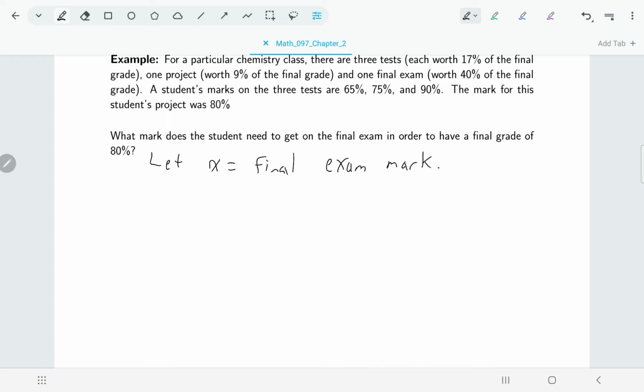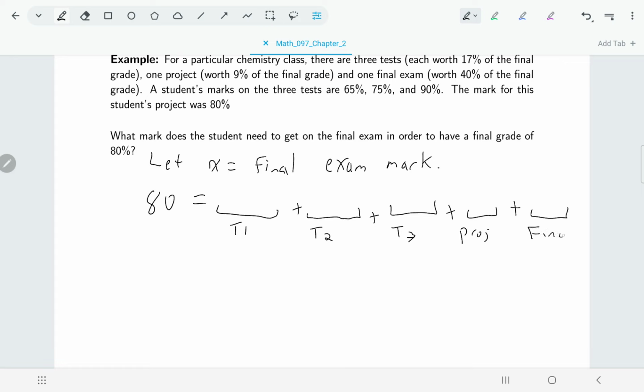So when we're looking at this final mark in the course, we want it to be 80%. And the final mark in the course is going to be made up of our test 1, our test 2, our test 3, our project, and our final exam. Those are the 5 components that make up that 80% that we're hoping to get in total.